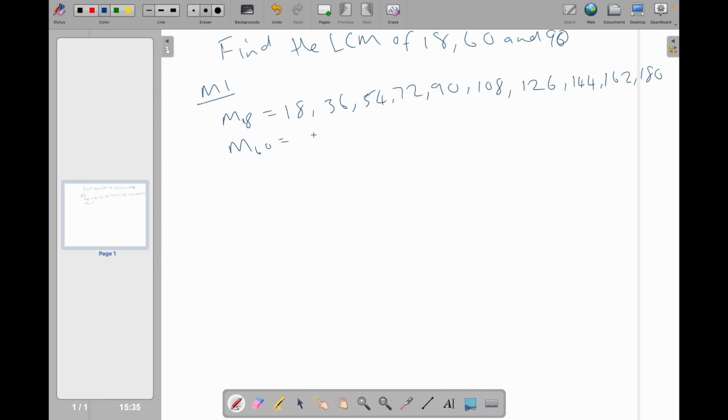And then for 60 we have 60, 120, and 180. And for 90 we have 90 itself and 180. And as you can see now, we have 180, 180, 180. So the lowest common multiple of these numbers is 180.